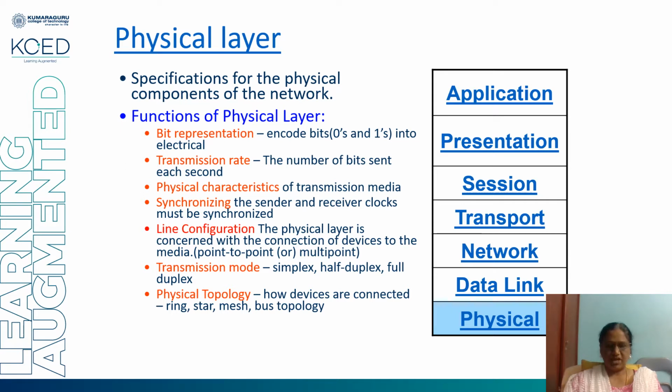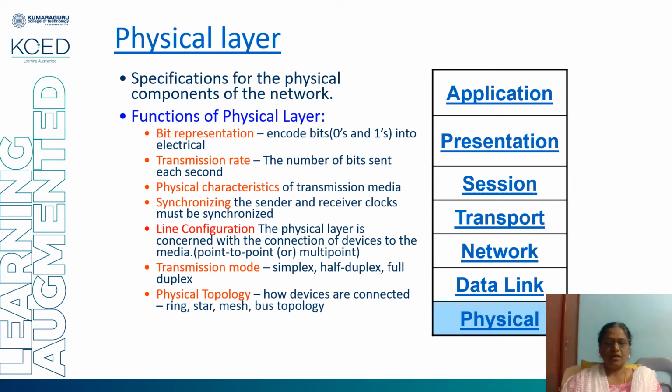We have the transmission rate which should be defined, which is the number of bits sent per second. We have seen the various physical characteristics of transmission medium. Each transmission medium has its own characteristic. And synchronizing. What is synchronizing? In case of sending certain bits, we should synchronize the clock so that when we send 0 or 1 bit, it can be received at the same time by the other side. And one line configuration.